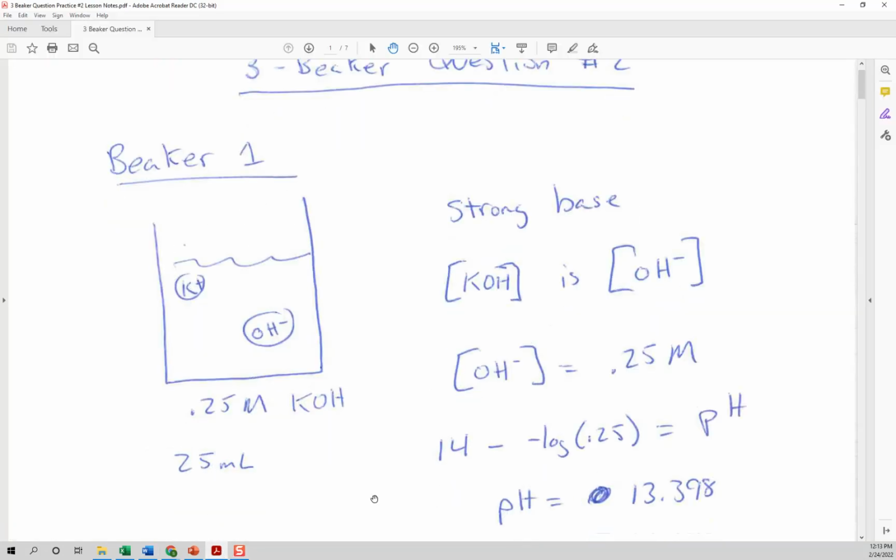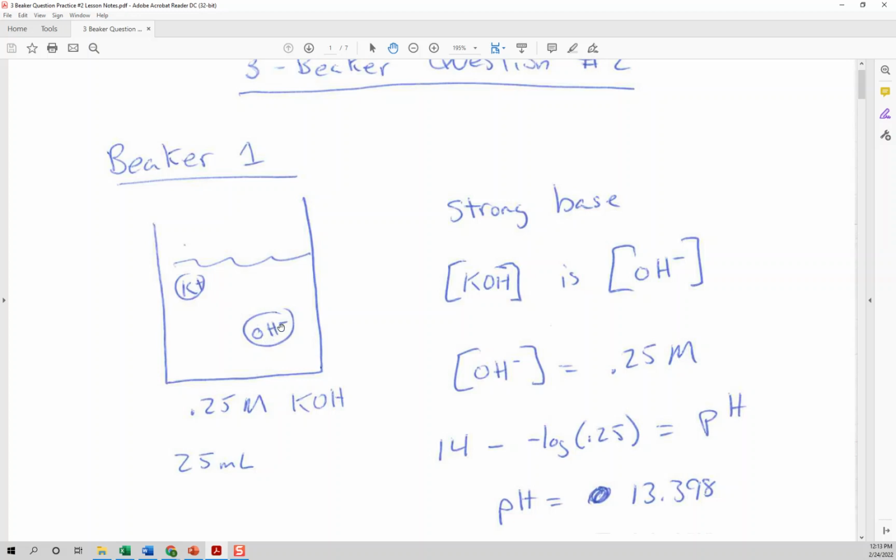So in Beaker 1, yeah, you have KOH, but that doesn't mean you have KOH together. Remember, that's a salt. So when you have a solution of a salt, it's really potassium ions and hydroxide ions. So, most of the time we don't care about potassium ions. So the key thing in here is recognize, hey, I got hydroxide. Hey, potassium hydroxide is a strong base.